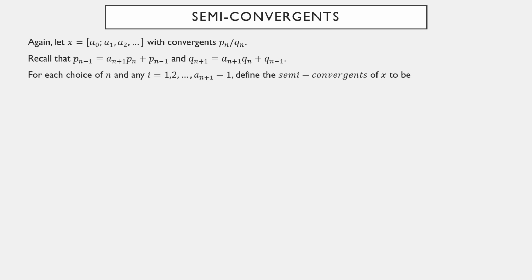Then for any choice of n, and now we're going to pick an i, which goes from 1 up to but not including the partial quotient an plus 1, we define the semi-convergent of x to be i times Pn plus Pn minus 1 over i times Qn plus Qn minus 1. So in other words, it's as if we were computing Pn plus 1, but we're using a number somewhere in between 1 and just before this partial quotient an plus 1. And similarly, we're computing something that looks kind of like Qn plus 1, but instead of putting the partial quotient here, we put something smaller.